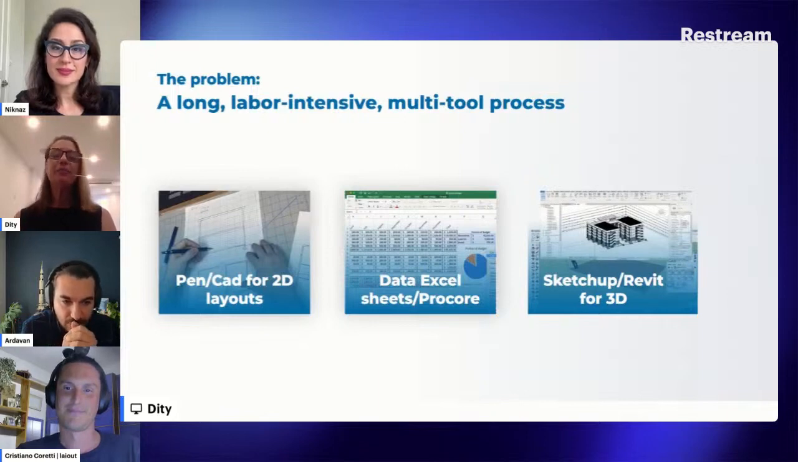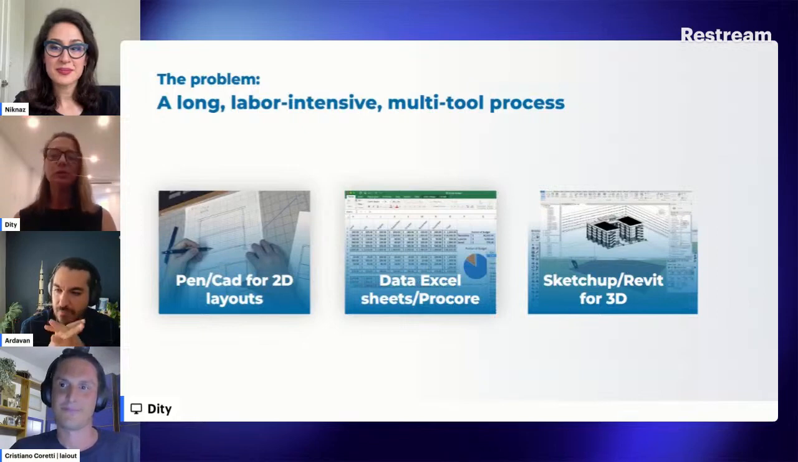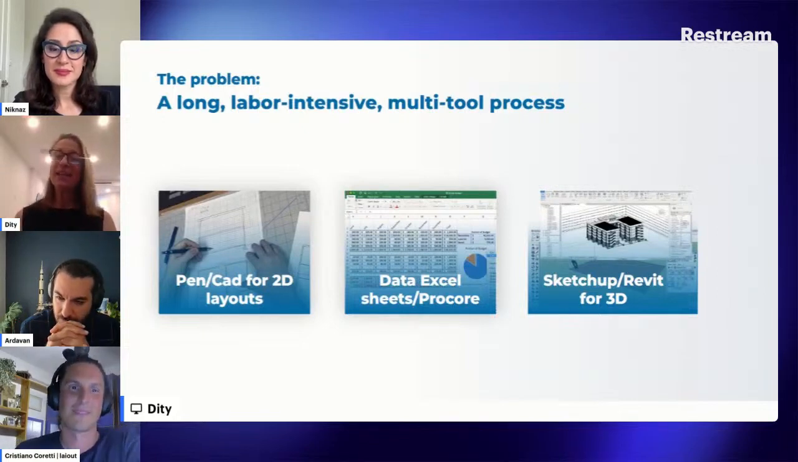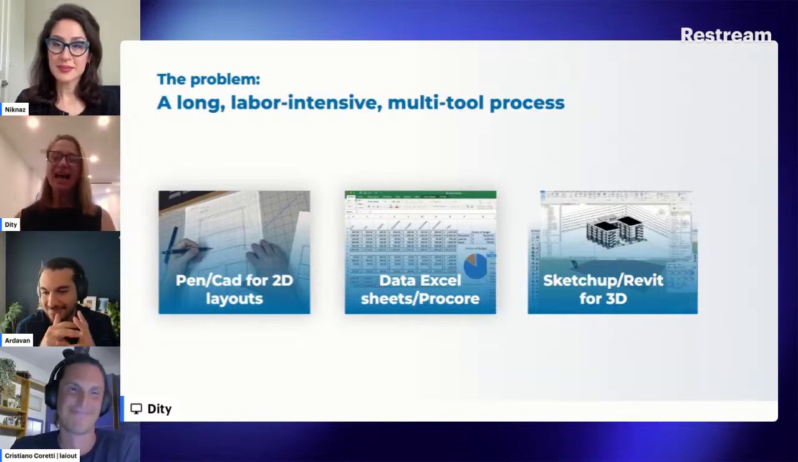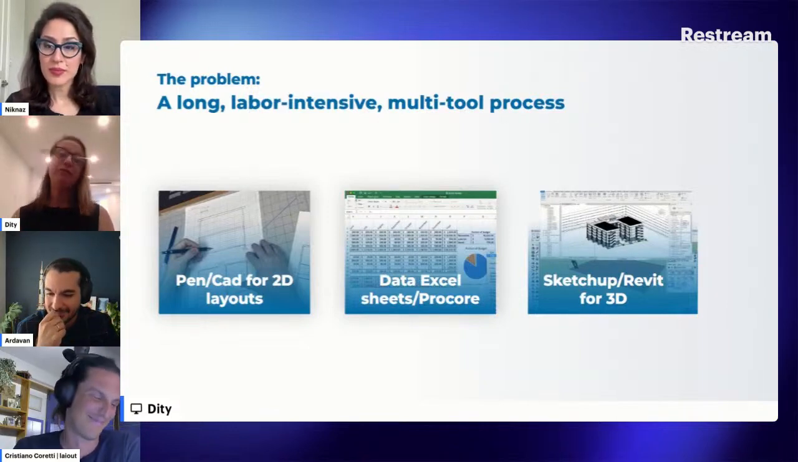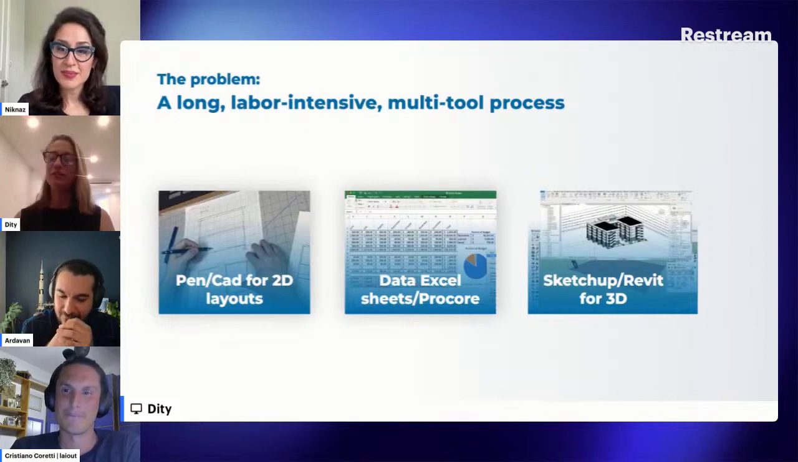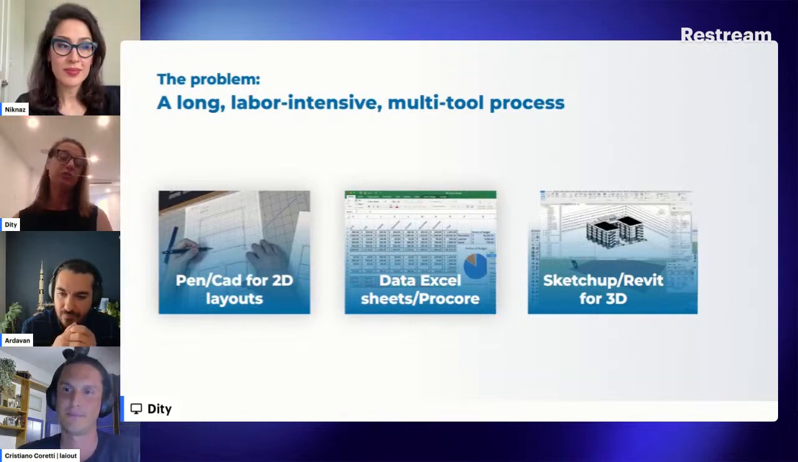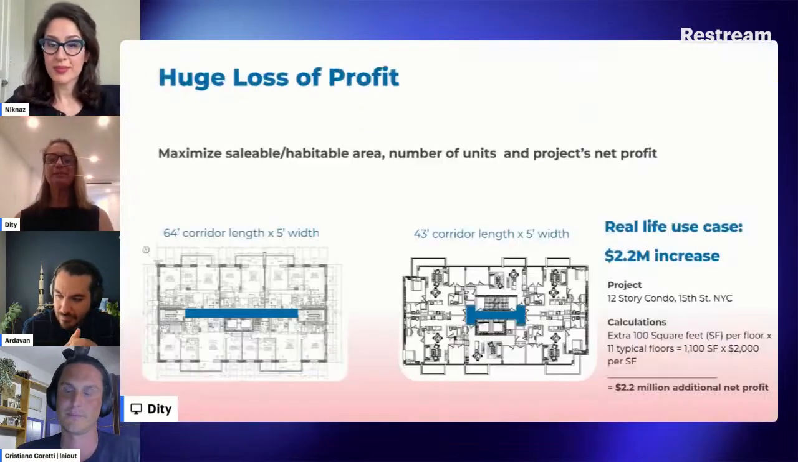And today the process is multi-tool. So some architects are still using pen and paper. Some are using CAD. Everyone is using Excels. It's very, very important in Excels to actually know your sellable area, or rentable area, habitable areas. And that's very, very important for a project. It's critical in the early stages. And some are using SketchUp, Revit. You know, there's so many tools.